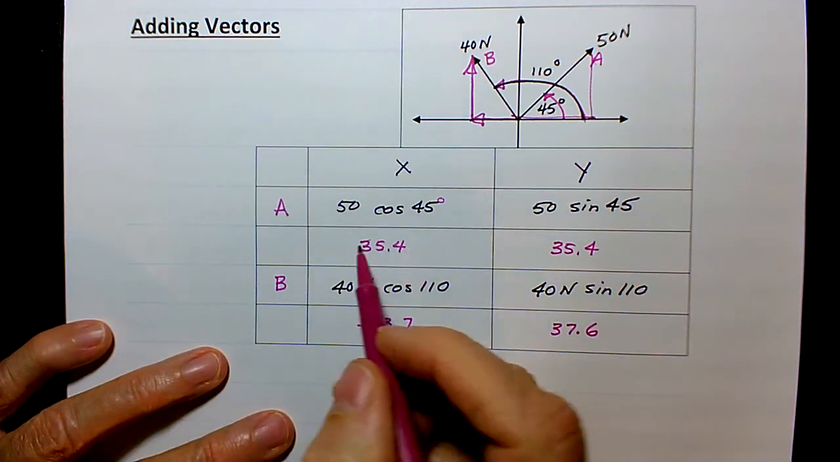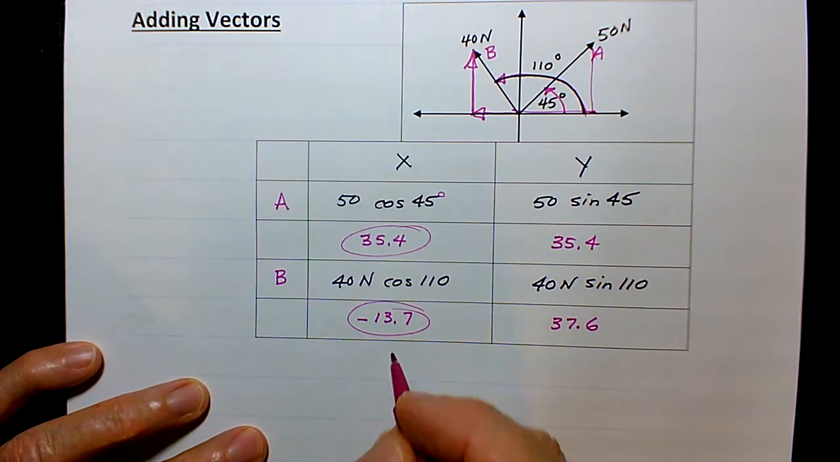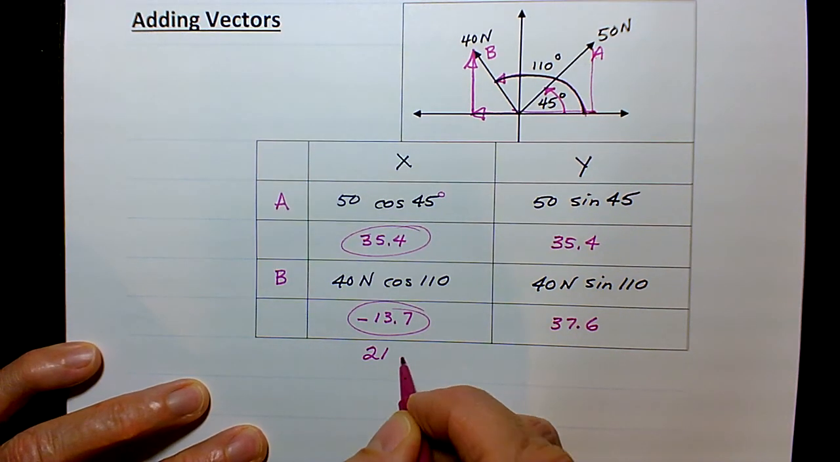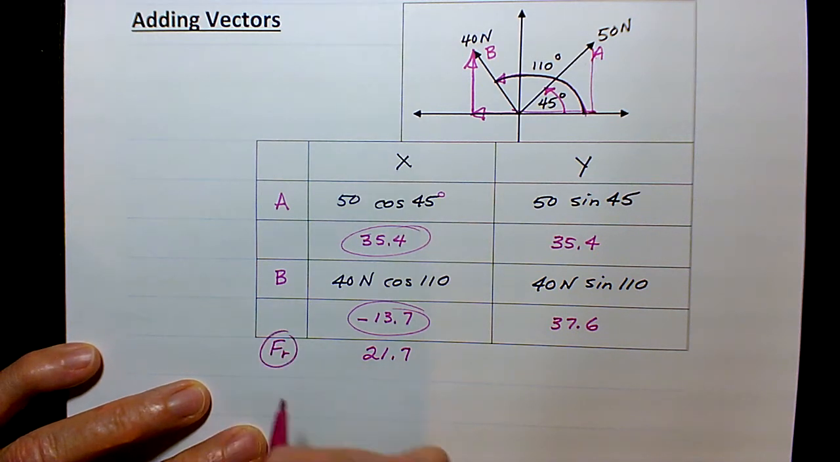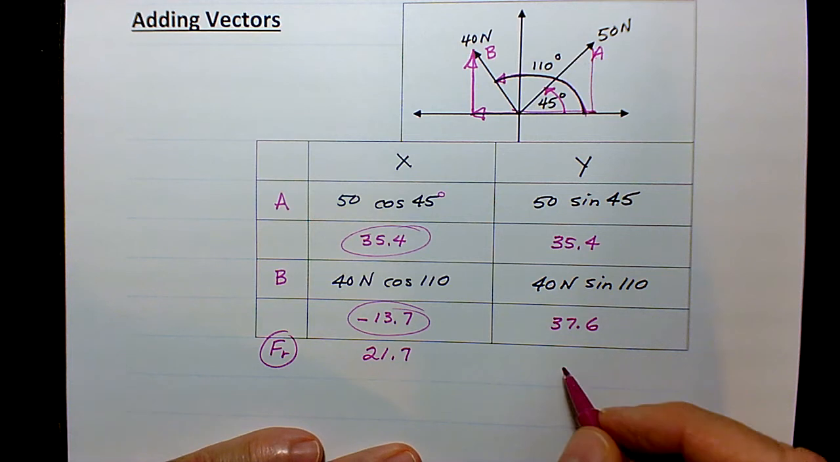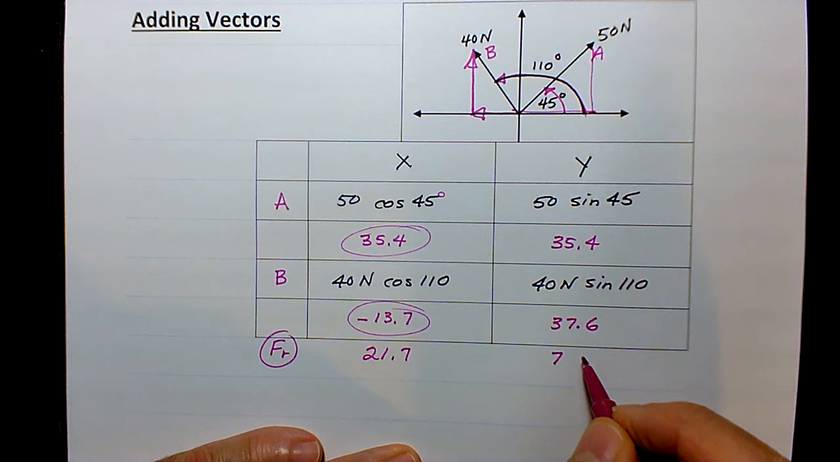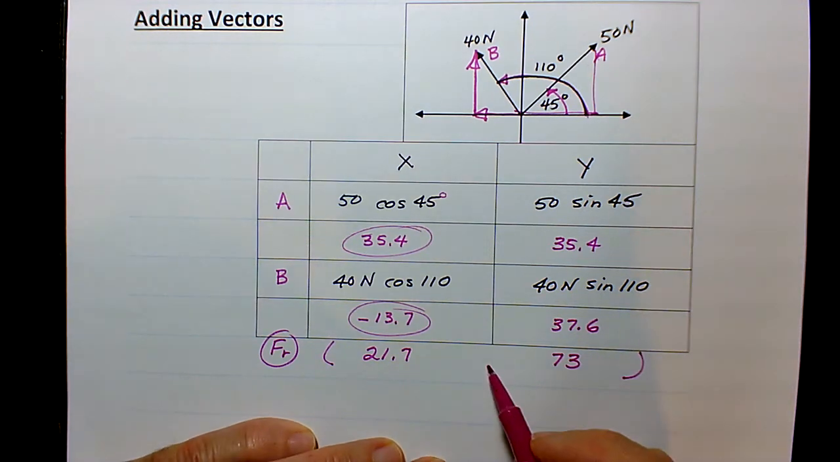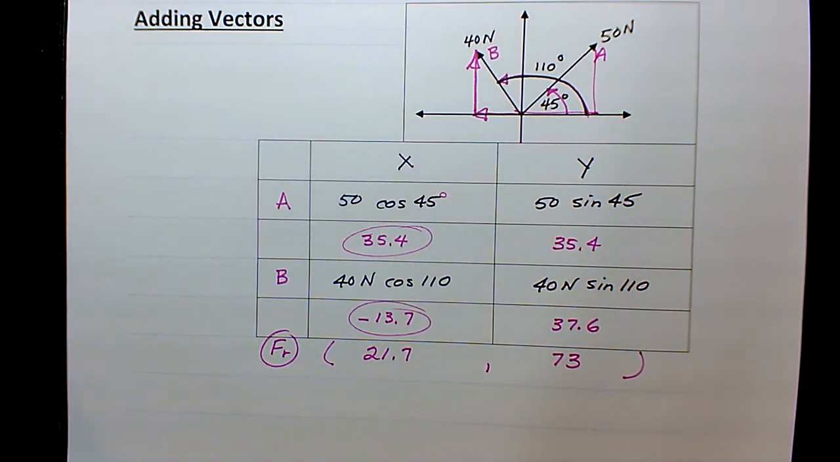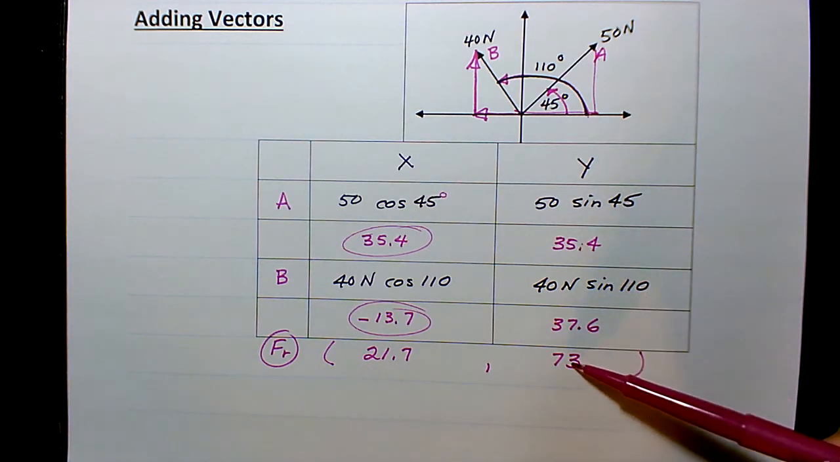So what we do is we add the x components of the two vectors and we get positive 21.7. So this is FR for resultant force. Since we're doing a force vector, it can be applied to any quantity that's a vector. And again, these are Cartesian vectors because we're doing them in the Cartesian plane. So these are the x and y components of the resultant vector. So I added the y components, 35.4 to 37.6, and I got 73.